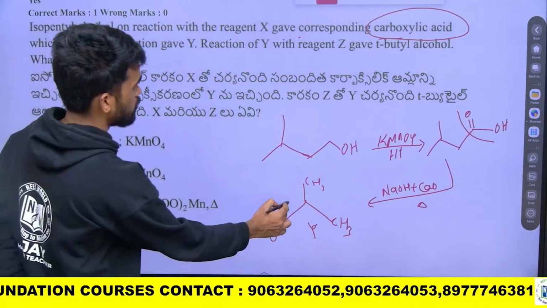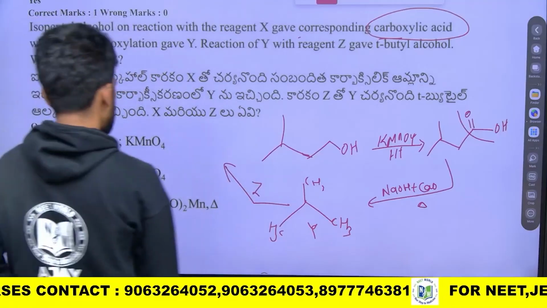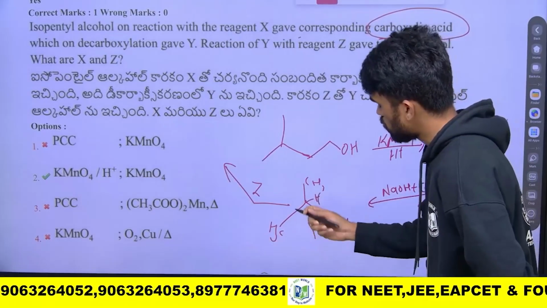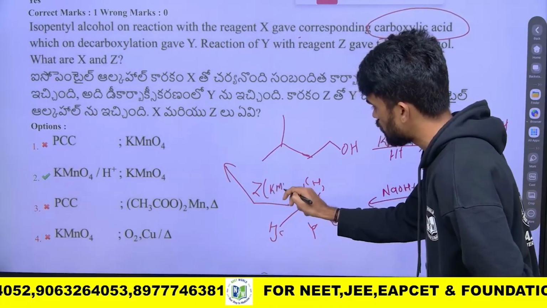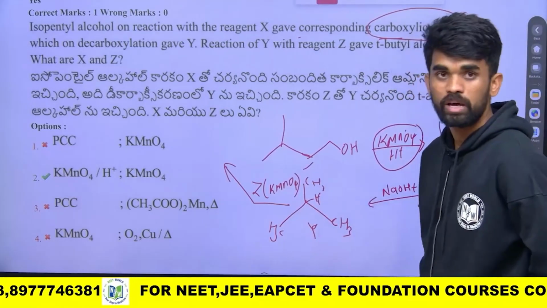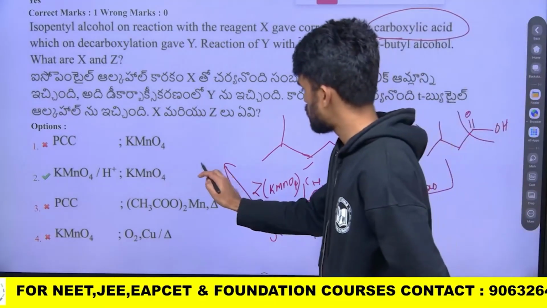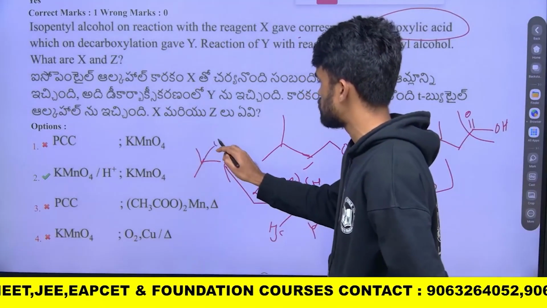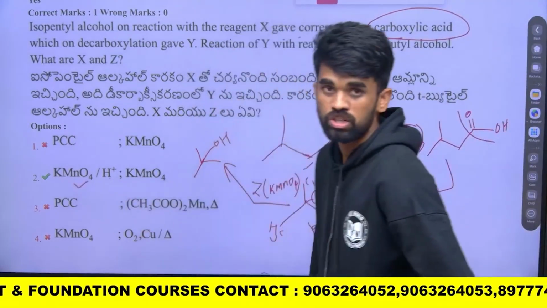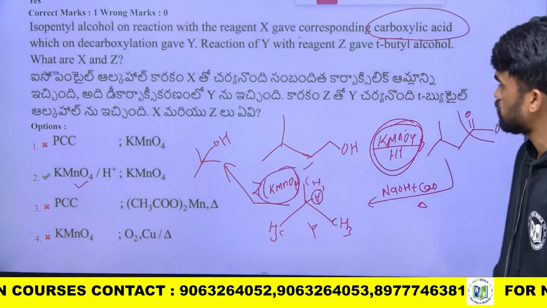Now, reagent Z gives a tertiary alcohol. So what is the reagent? See, here we have one tertiary hydrogen now. So if I use KMnO4 here, directly KMnO4, not in acidic medium, what will it give? It will convert the tertiary carbon containing hydrogen into alcohol. That's it. So option 2 is correct for this question. I hope it is clear. Here acidic KMnO4, here simple KMnO4 is used.